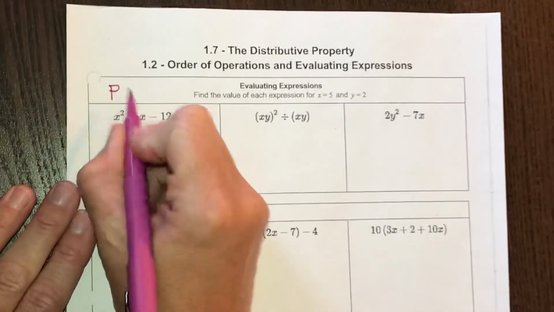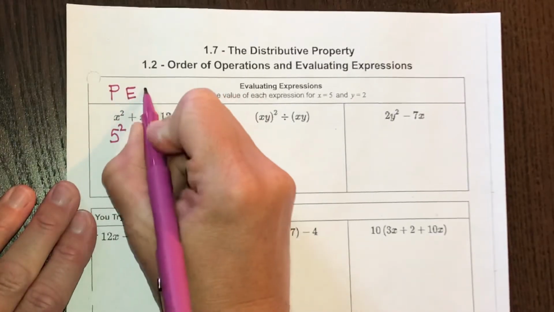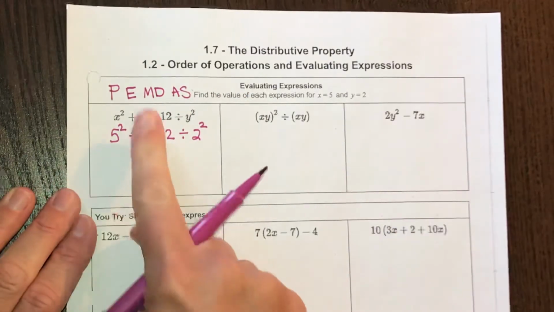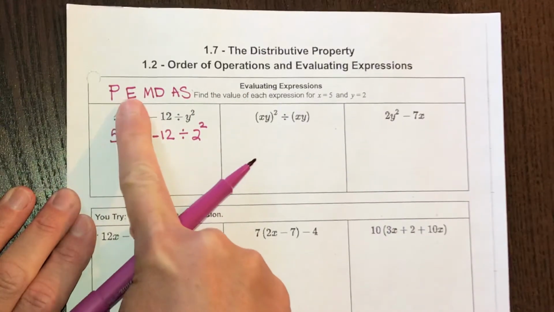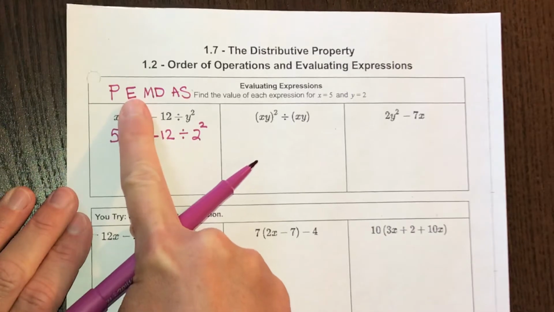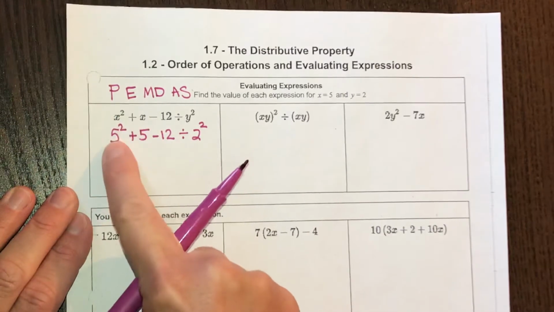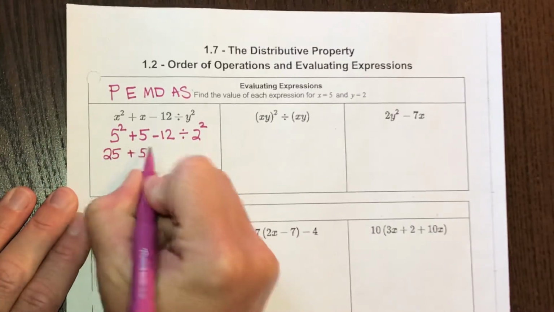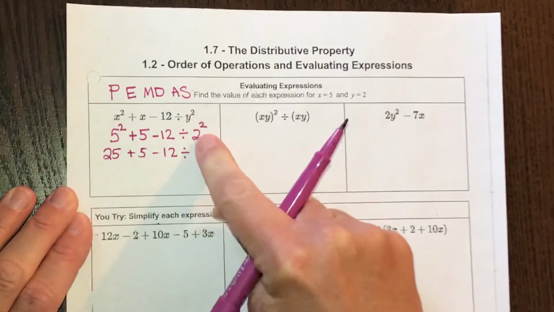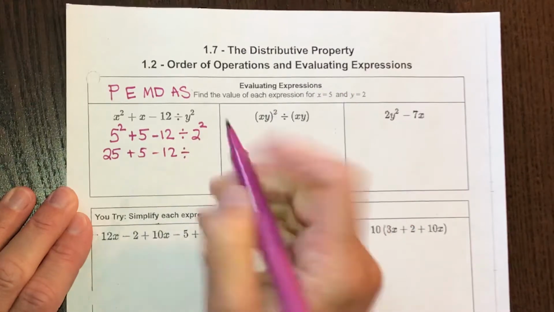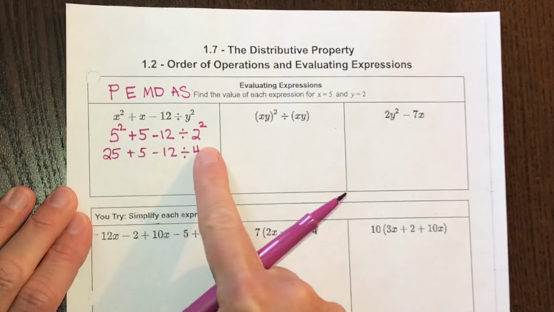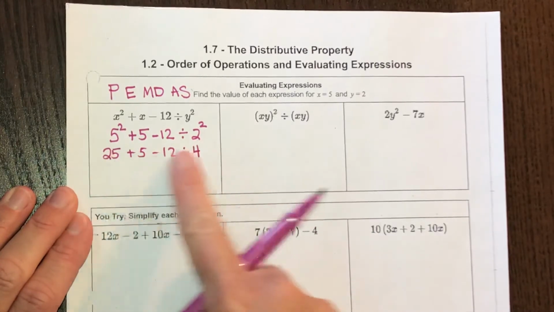So I'm going to rewrite my order of operations, PEMDAS, and I'm going to go in order. There are no parentheses, so now I'm going to first start with any place I see an exponent. 5 times 5, 5 squared, is 25. And 2 squared, 2 times 2, is 4. Now in this simplified expression, I have no more exponents.